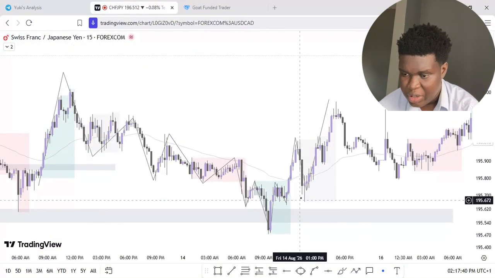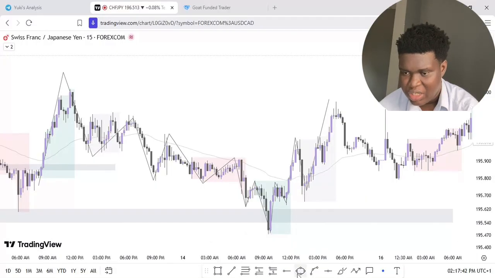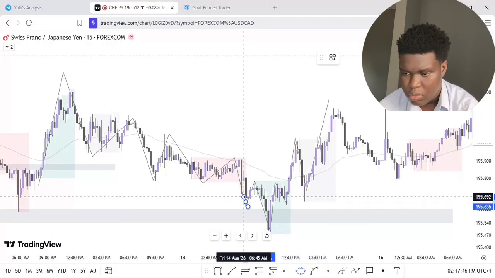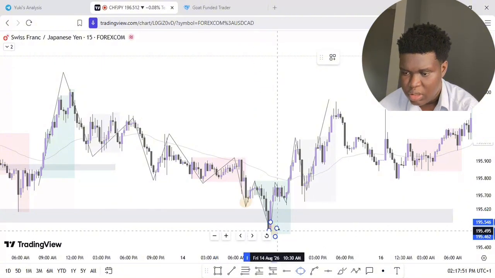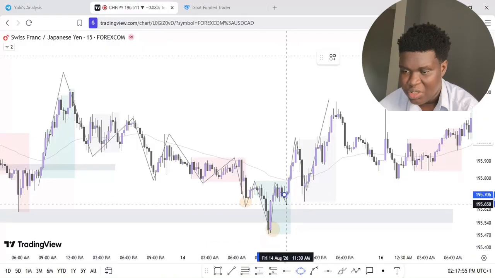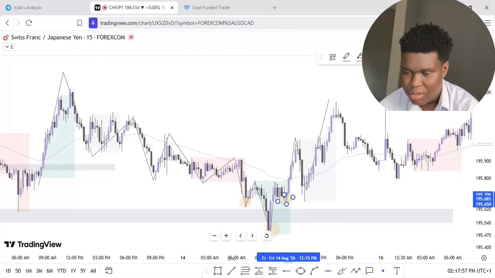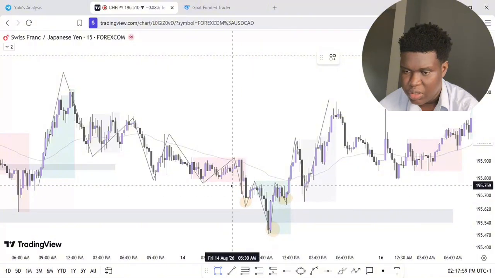What do I mean by head and shoulders pattern? I hope you guys know what that is. This is the left shoulder. This is the head. And this is the right shoulder. So after that, a buy limit on the neckline is blessed. So this would have been the entry.